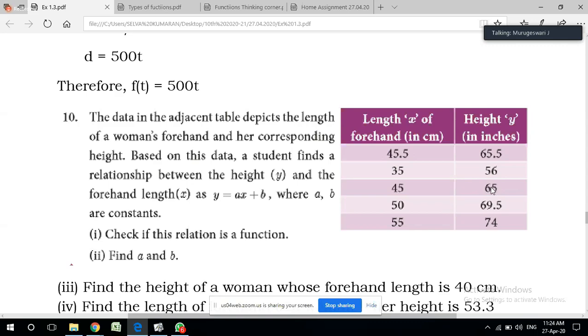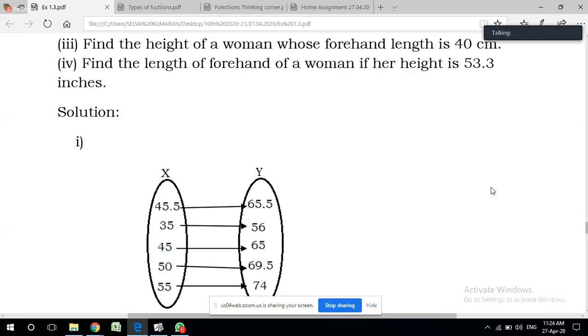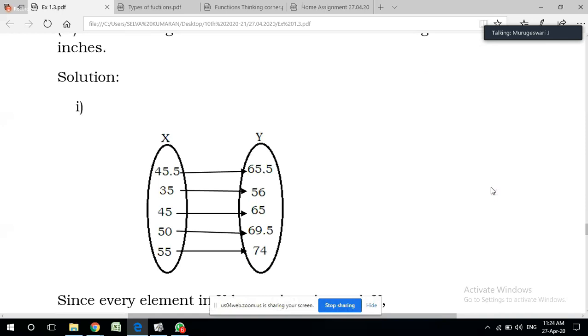Okay, ma? Check if this relation is a function. First, you can check that y equal to ax plus b is a function. Find a and b, second subdivision. Okay. How will you check that relation is a function? First, you can draw the arrow diagram. Arrow diagram using the table, you can draw the arrow diagram.